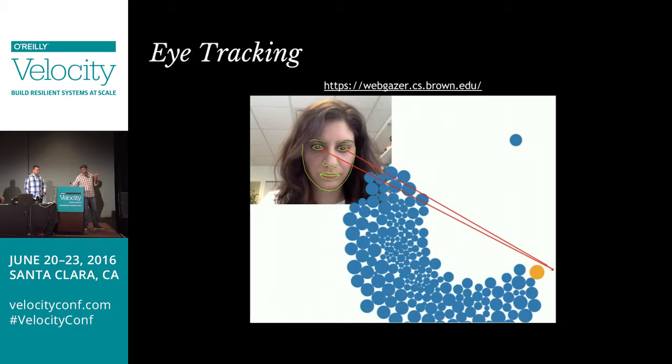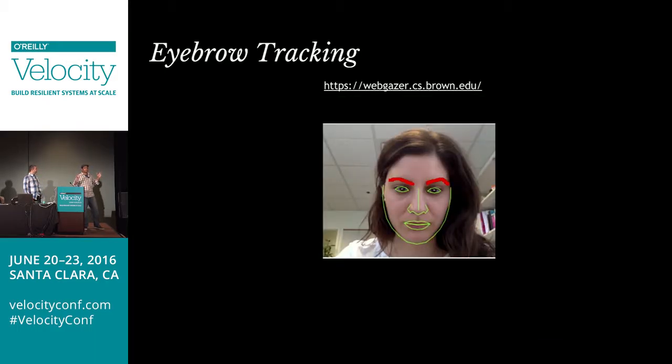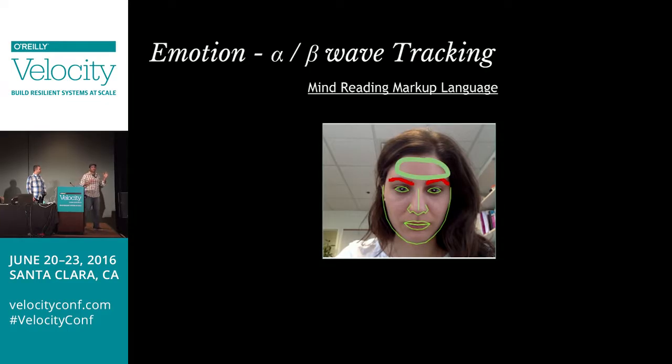Now, clearly this is not good enough because it's only telling you where they're looking, not how they're feeling when they're looking. So if anybody's interested in updating this to do eyebrow tracking and maybe even frown tracking, that'll be pretty cool. But ideally, what we'd want to do is alpha and beta wave tracking, just look directly into their brains and tell whether the users are happy or not.